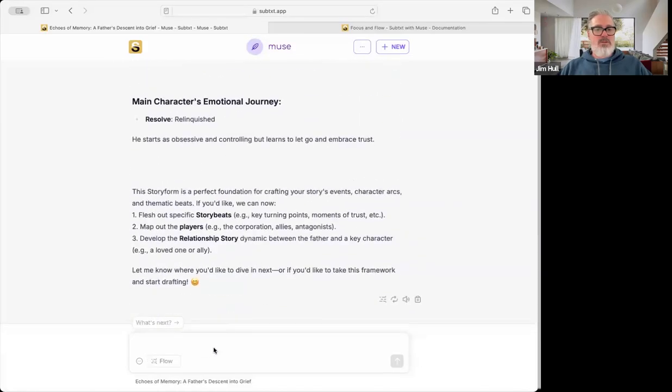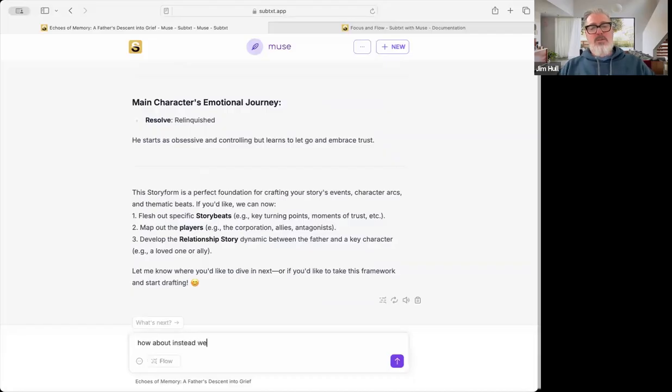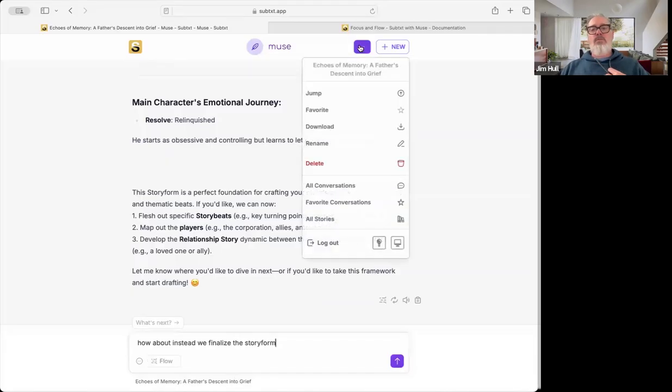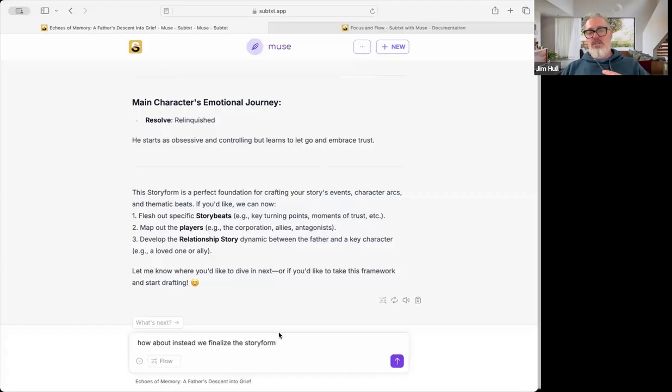There should be some more parts. So I'll go, all right, how about instead we finalize the story form. Another thing that I've done, which some might not be familiar with, is the context down at the bottom. Right now, we're just in the context of a conversation, so there's no story form, there's no story, nothing in there. You can see that either down here at the bottom, or up here at the top, we're not even in a context, it's just the conversation.